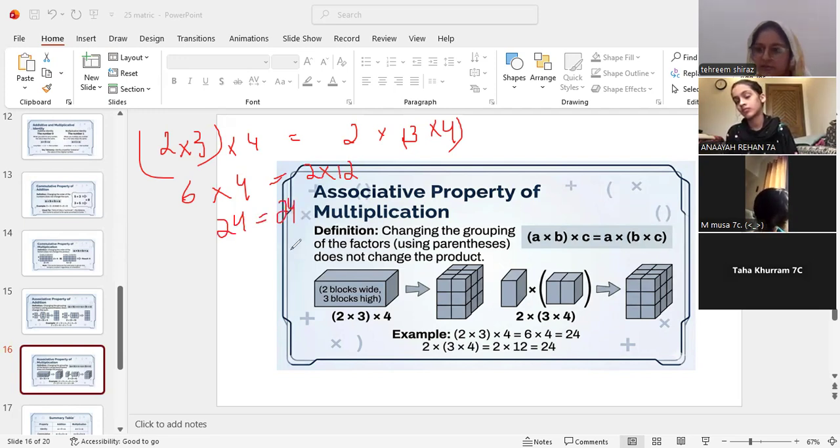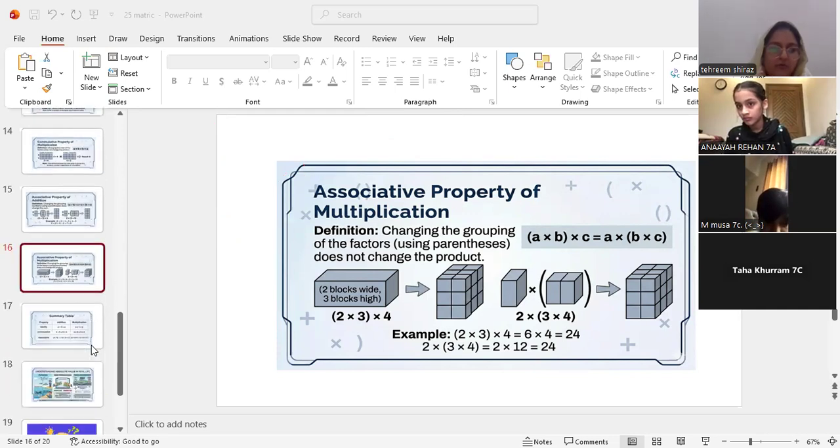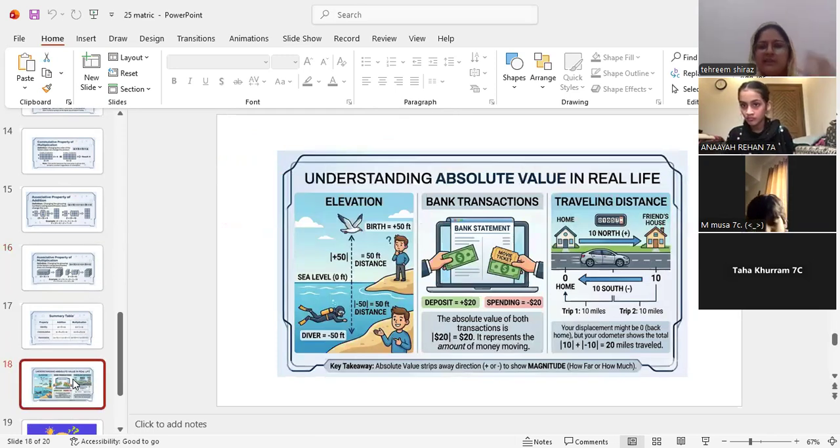Is this right? If you change the parentheses, if you change the grouping of the numbers, the answer remains unchanged. Is this clear to everyone? Boys side, if you have any question, you can ask me anytime. No question from the boys side. Good, very good.